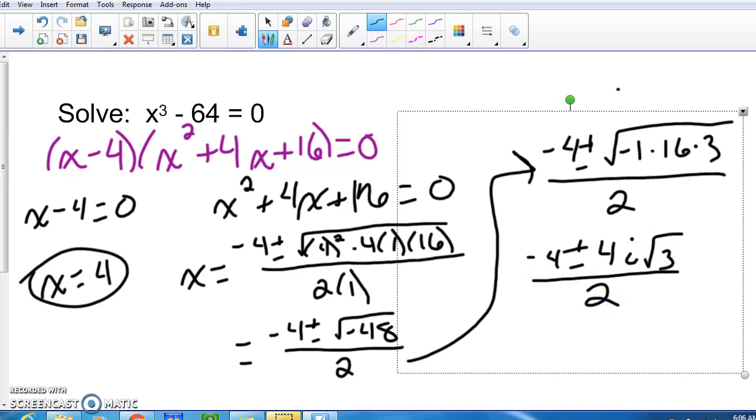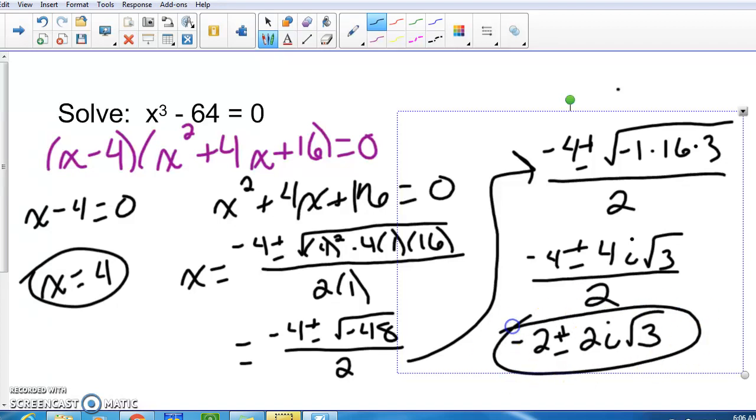And if you remember, if all the things were divisible by the same number, we could reduce, not counting under the radical. So negative 4, 4, and 2 are all divisible by 2. So really this looks like negative 2 plus or minus 2i radical 3. And if you want to say over 1, that's fine, but you don't necessarily have to. So with one of these solutions being real and two being imaginary, this cubic function only crosses the x-axis one time.